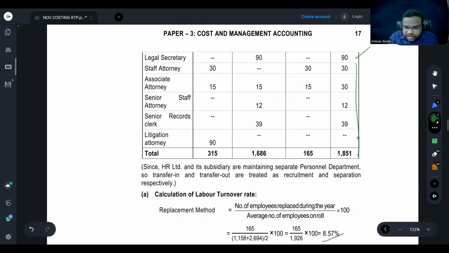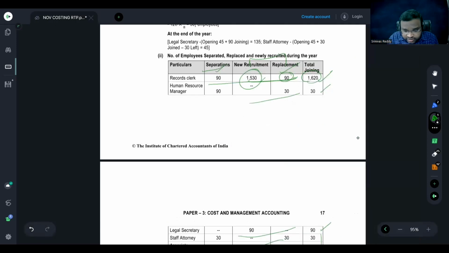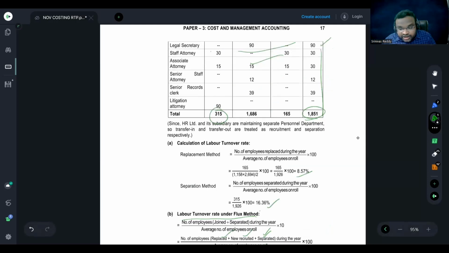So under the separation method, I take only separations. Under the replacement method, I take only replacements. Under the flex method, I consider recruitment, replacement, and separations. So for the flex method, the numerator is 1620 plus 90, 30 plus 90, 90 plus 0, 30 plus 30. So we need to work it out like that. So 1851 plus 315 divided by the average number of employees on payroll. So you would be getting the labor turnover rate.